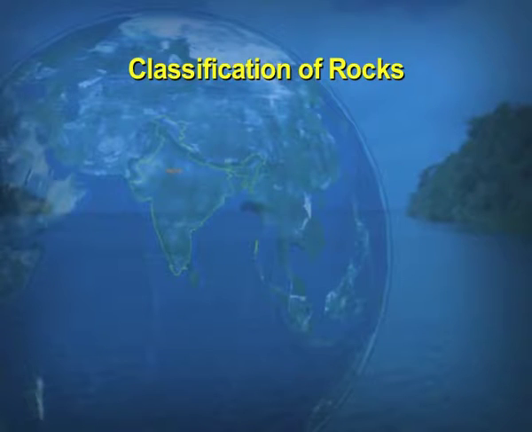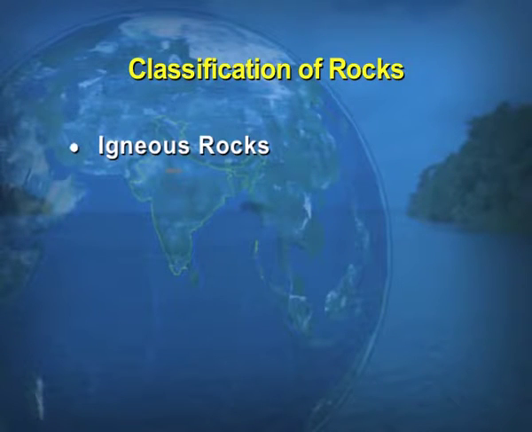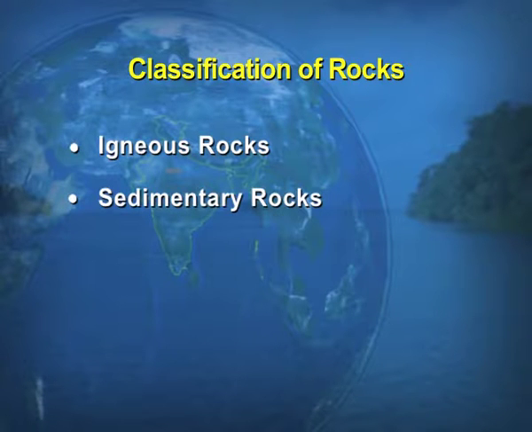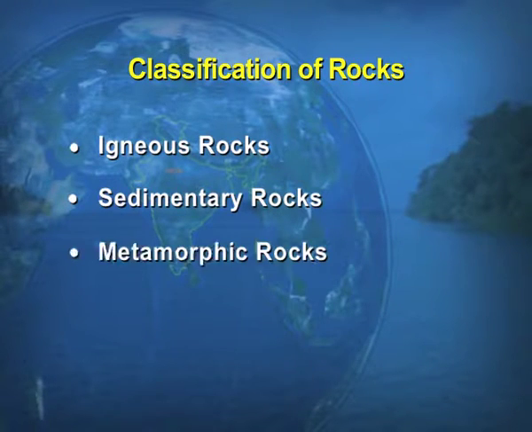Now, we take up the classification of the rocks. Rocks are generally classified into three types. 1. Igneous rocks. 2. Sedimentary rocks. 3. Metamorphic rocks. Now, what all these types of rocks are, we will be taking up one by one.